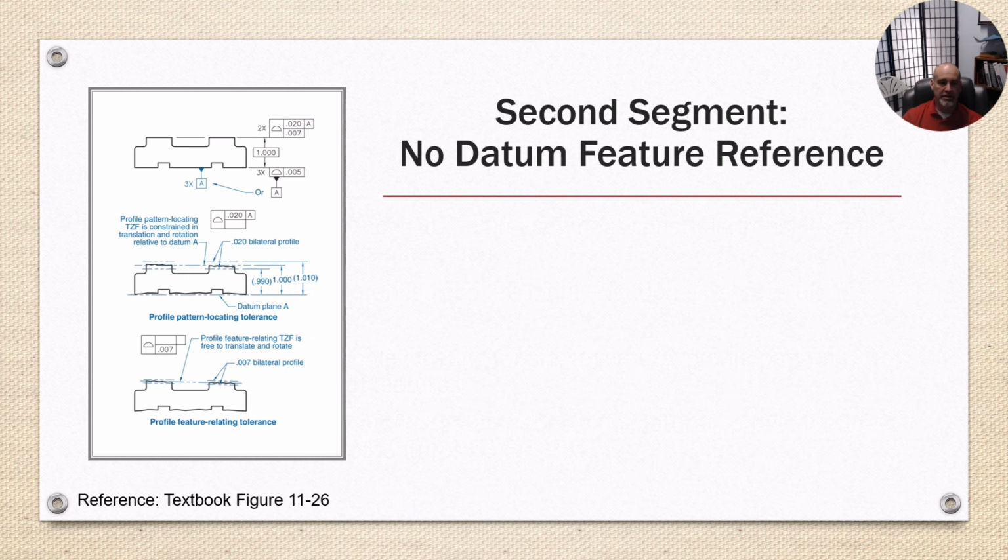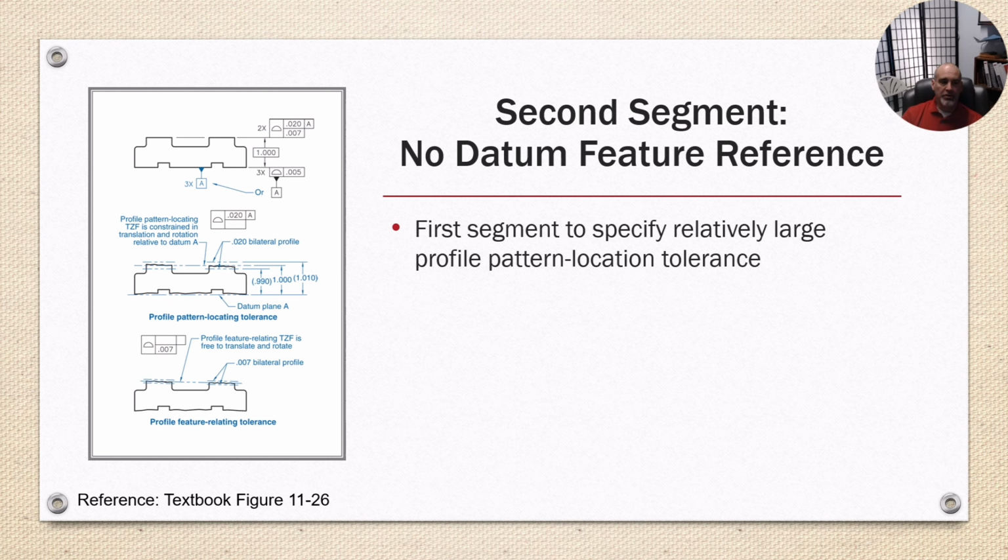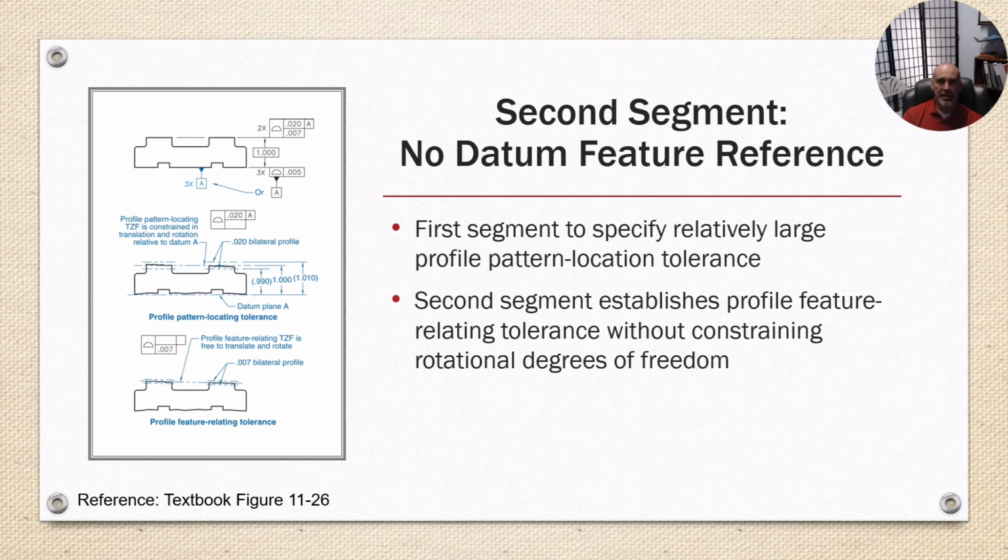Okay, second segment, no datum feature referenced. So the first segment specifies relatively large profile pattern locations, and the second segment establishes the profile feature relating tolerance without constraining the rotational degrees of freedom. So we have a looser tolerance again on the outside and on the first segment, and the second segment, because it doesn't reference a datum, just controls the profile itself without any rotational orientation.